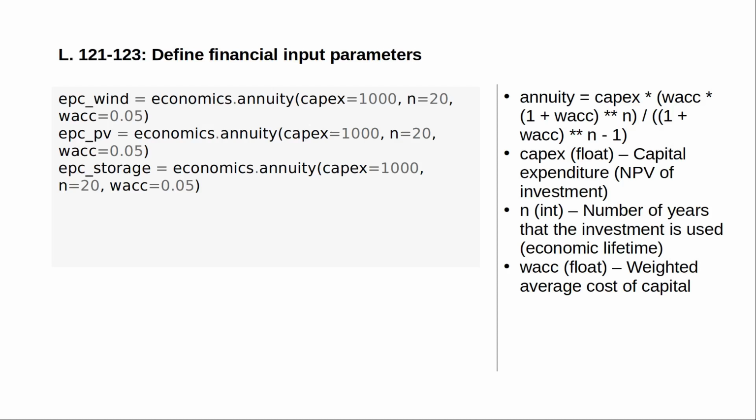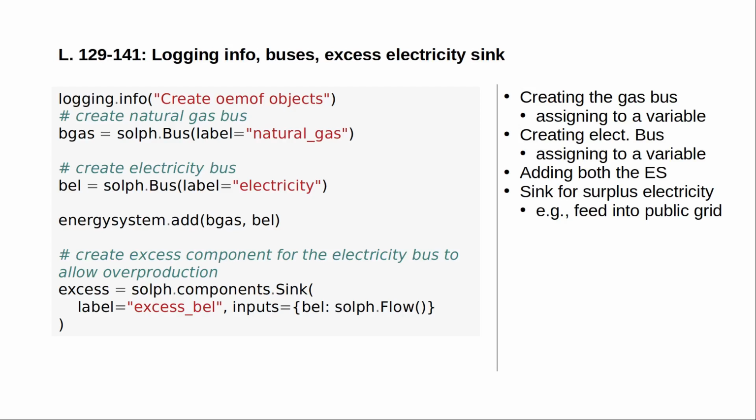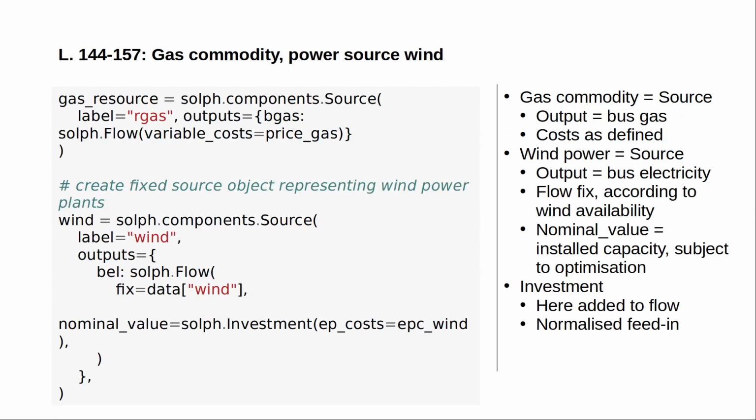More on this later. Here we are creating the natural gas buses, the electricity buses. We are adding it to the energy system. We are creating the excess sink, which is equivalent, for example, to feed surplus electricity from renewable production into the grid. We have a gas commodity, which is then linked to the gas bus.